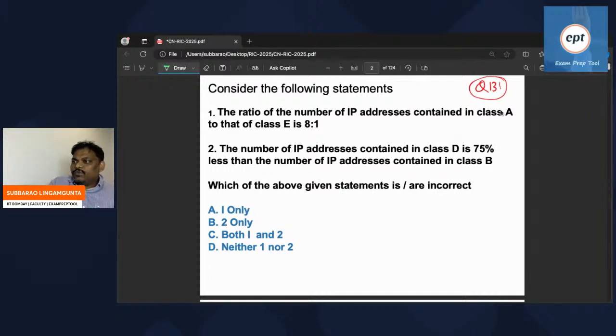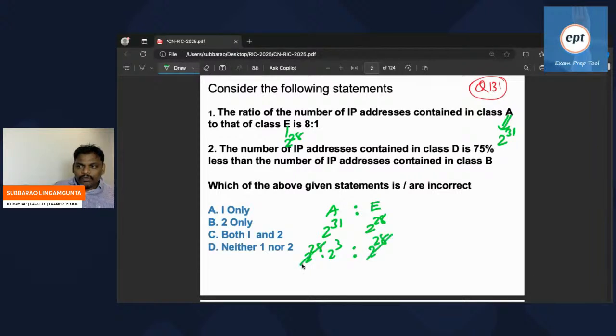Let me try this. Number of IP addresses in class A: I think everyone knows 2 power 31, because the first bit is 0, fixed, and the remaining is 31 bits. What about class E? In class E, the first 4 bits are fixed, so 2 power 28. So class A is 2 power 31 and class E is 2 power 28, so it is 2 power 28 into 2 cube. If you remove 2 power 28, it is 8 to 1. So statement 1 is true.